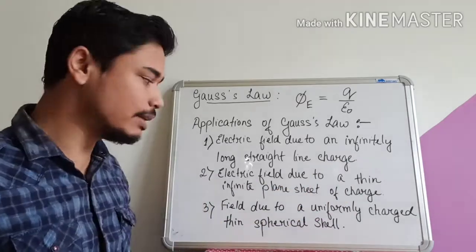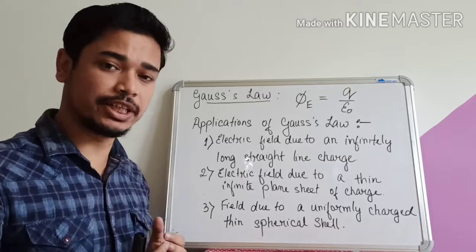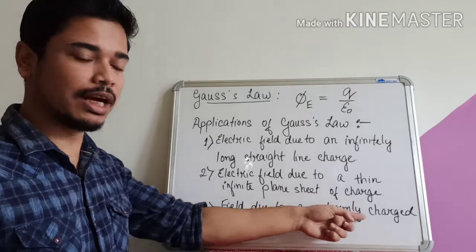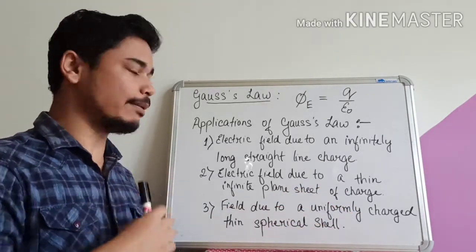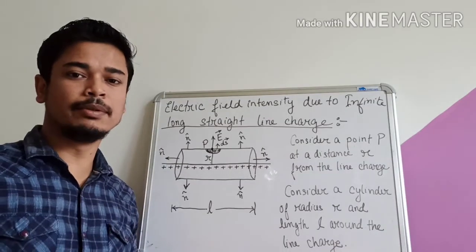What is the third example? The third example is taking a uniformly charged shell. So I have written in the third point the field due to a uniformly charged thin spherical shell. So we are going to study the applications of Gauss law using these 3 examples. Let us now take up the first example.